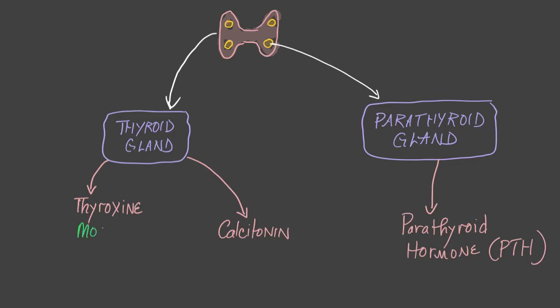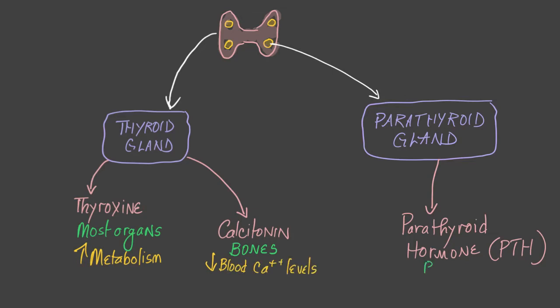Now for the target organs. Thyroxine acts on most organs in the body, and it raises our metabolic rate. Calcitonin acts on bones, and its job is to lower blood calcium levels. Parathyroid hormone acts both on the bones and the kidneys, and it raises the blood calcium levels. Notice how calcitonin and PTH work opposite to each other. They work antagonistically to each other.